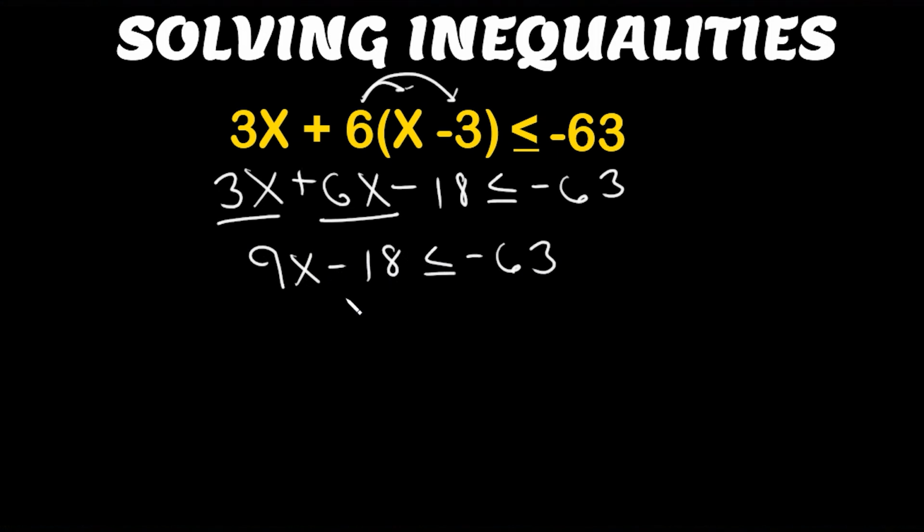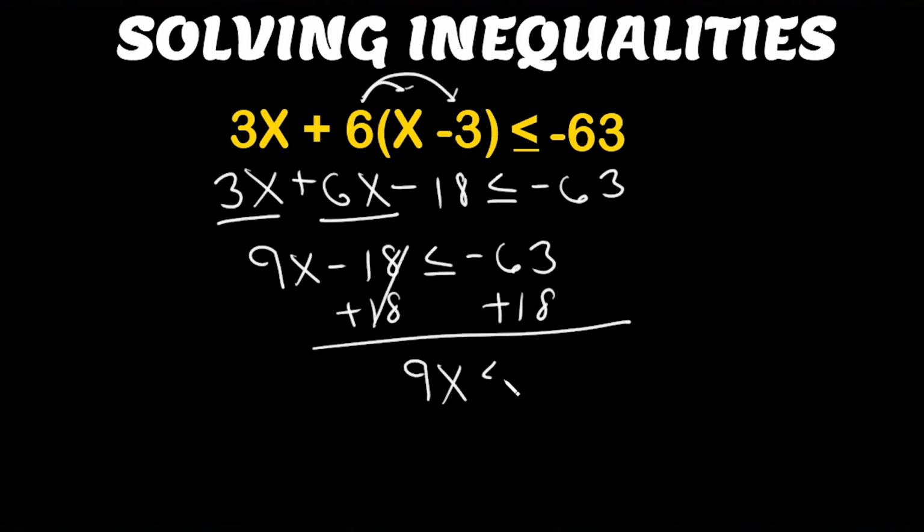A couple more steps. We want to add 18. So we're adding 18 on both sides. This will cancel. I bring down 9x, bring down my inequality. Negative 63 plus 18 will give you negative 45.